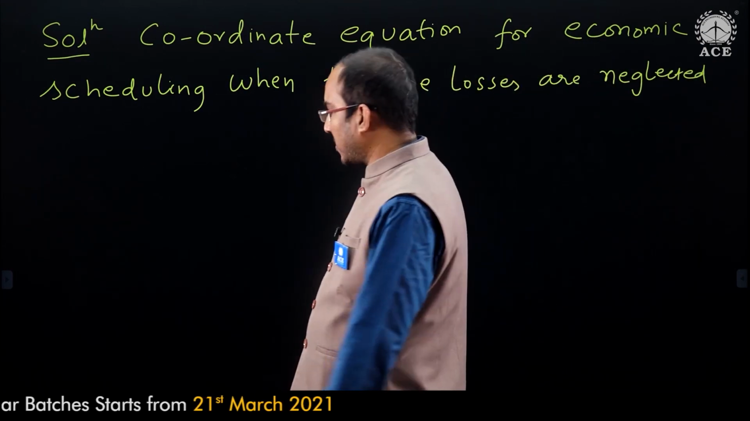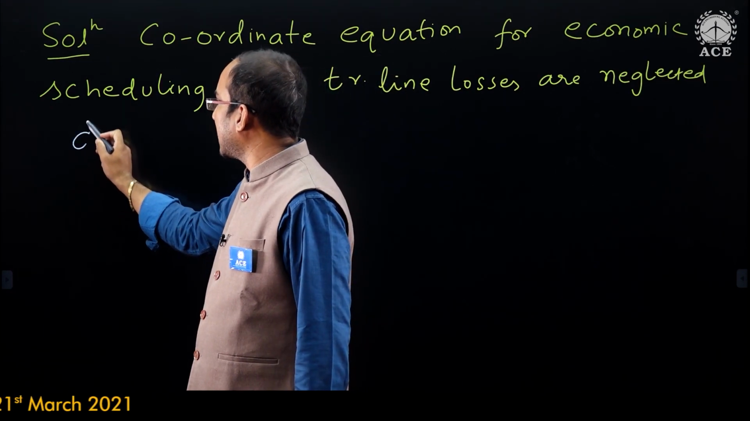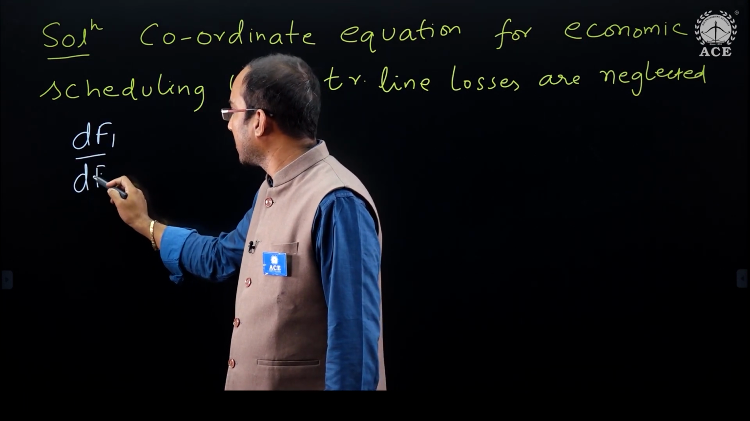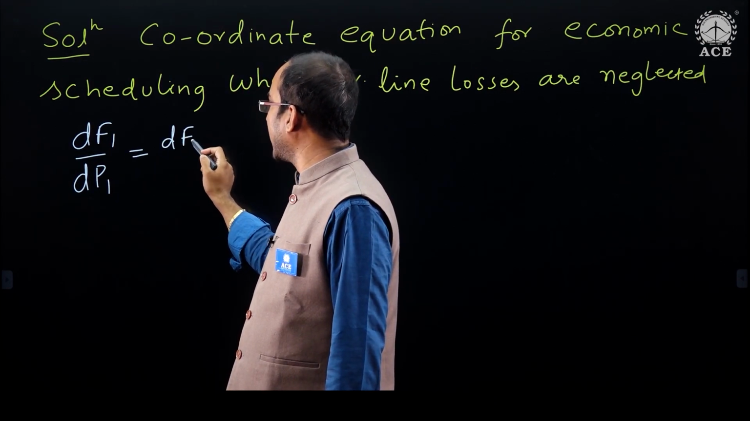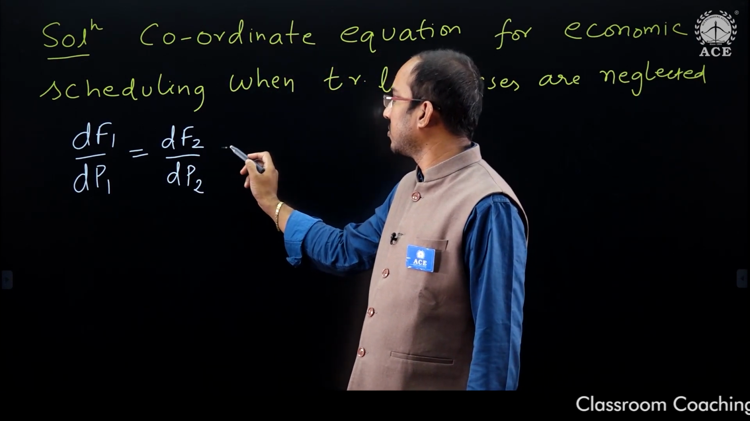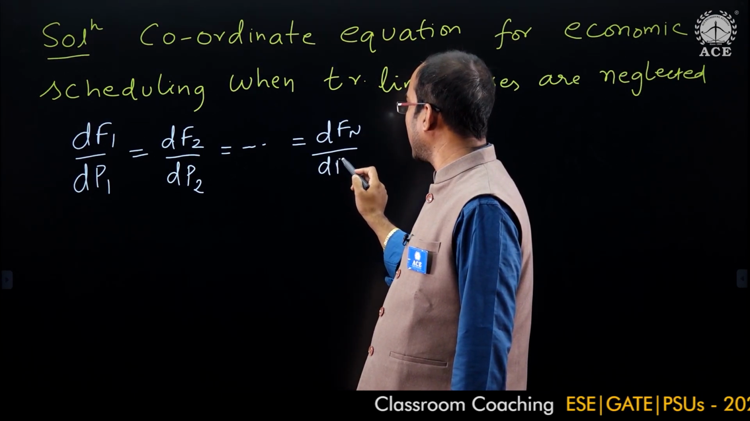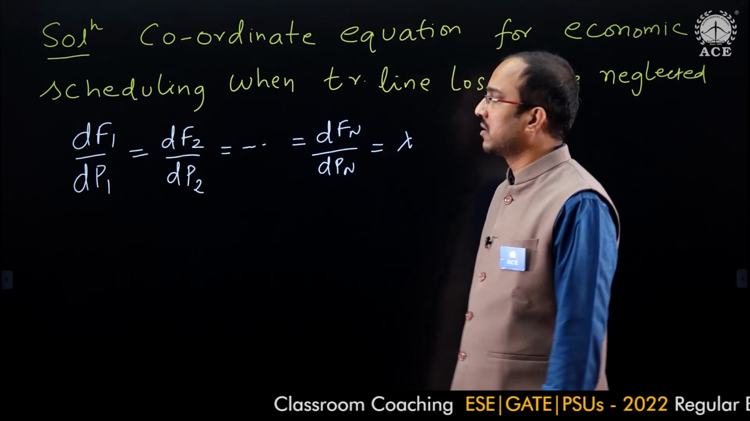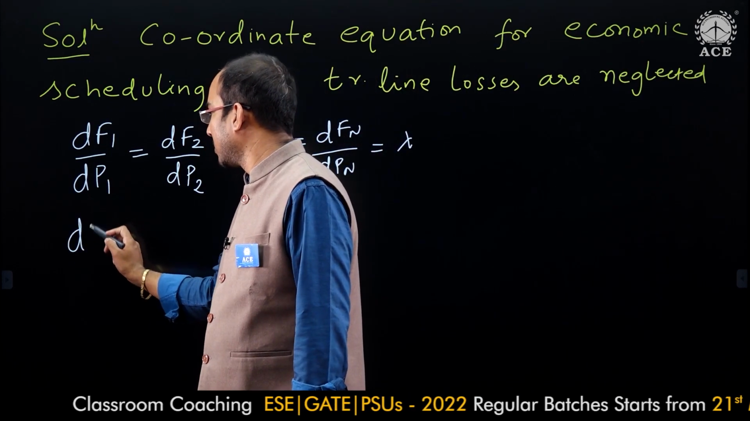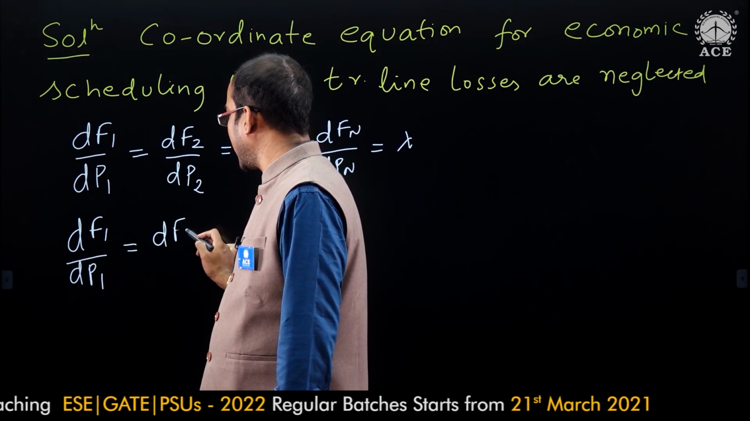So the coordinate equation for economic operation when the transmission line losses are neglected is that the incremental fuel cost of all the units must be same, that is dF1 by dP1 must be equal to dF2 by dP2, equal to so on dFn by dPn is equal to lambda, that is cost received. So here we have only two units. So dF1 by dP1 must be equal to dF2 by dP2.